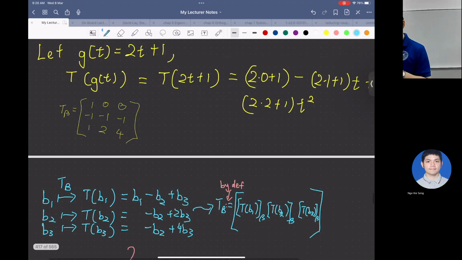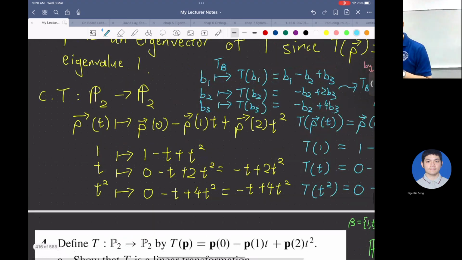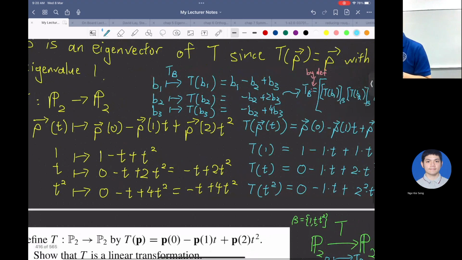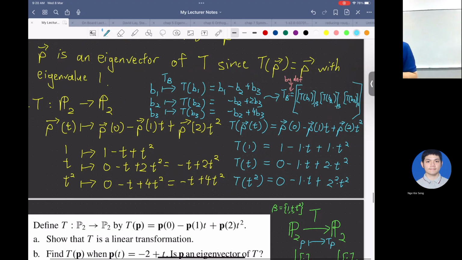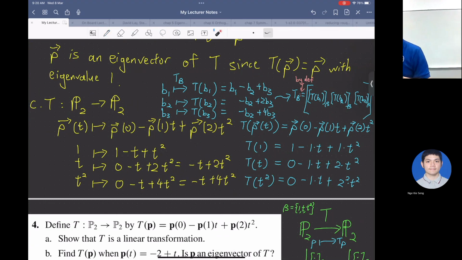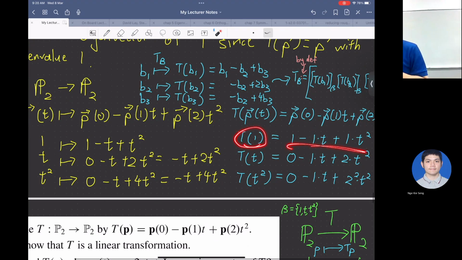Okay, yeah, good. So how do we get TB1 equals B1 minus B2 plus B3? Since we already know where TB1 gets sent to, we want to express this polynomial in terms of B1, B2, B3 again. You can see that T applies to 1 is 1 minus T plus T squared.